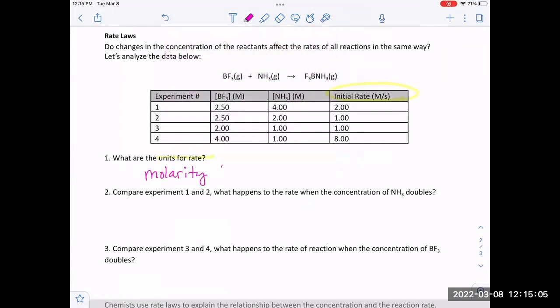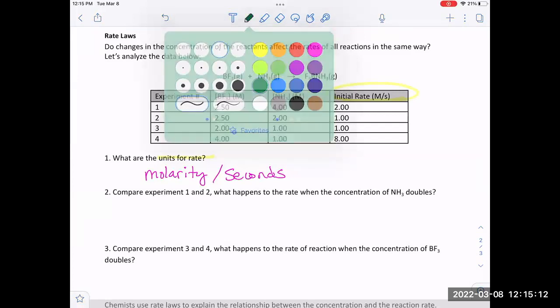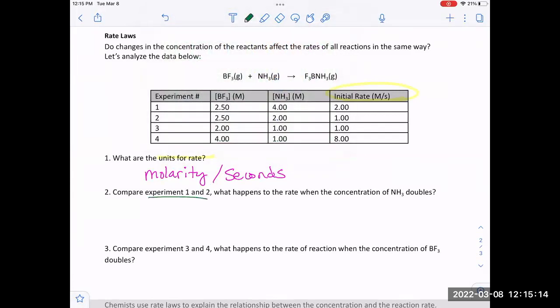All right, so the first question is asking for the units of rate, and the rate is calculated as molarity per second. Then we're wondering what happens to the rate when the concentration of ammonia, NH3, doubles. You can see between experiments 1 and 2, it goes from 2 to 4, while the BF3 concentration stays the same. When the concentration goes from 2 to 4, the rate goes from 1 to 2, which is twice as much.